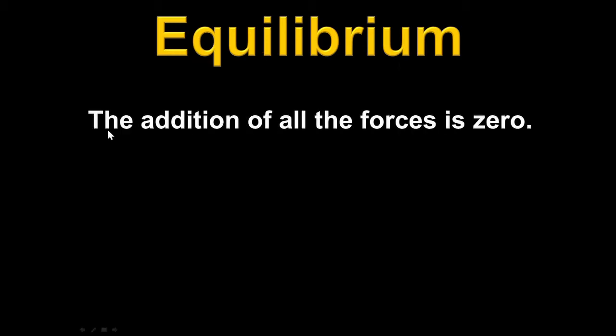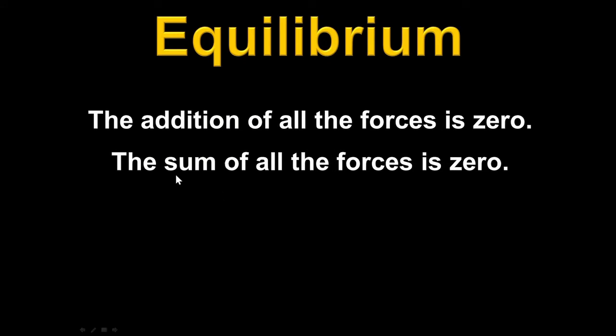Equilibrium is just something that's not moving. More importantly, it's not accelerating. We're going to save some of those details for Newton's second law. But if something is in equilibrium, if you add up all the forces, the combination of all the forces will equal 0. Another way of saying that is that the sum of all the forces is 0.